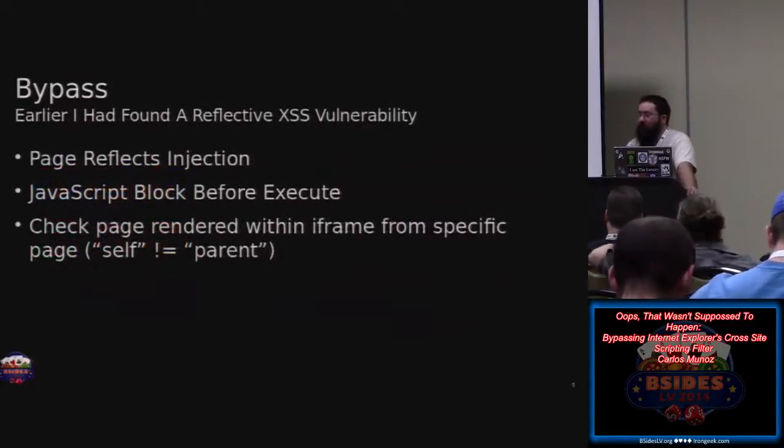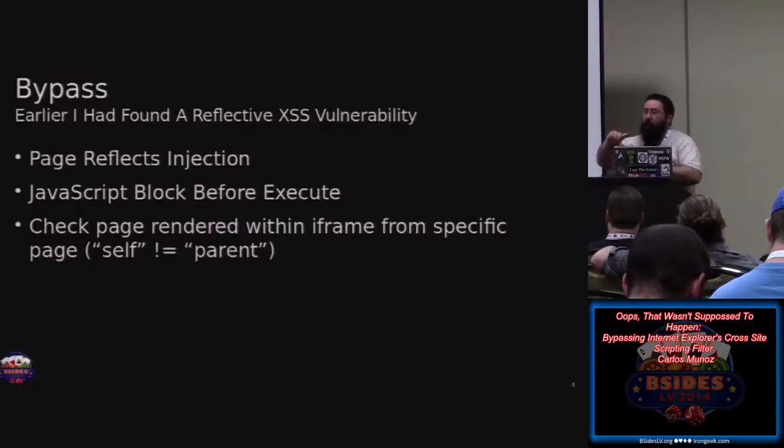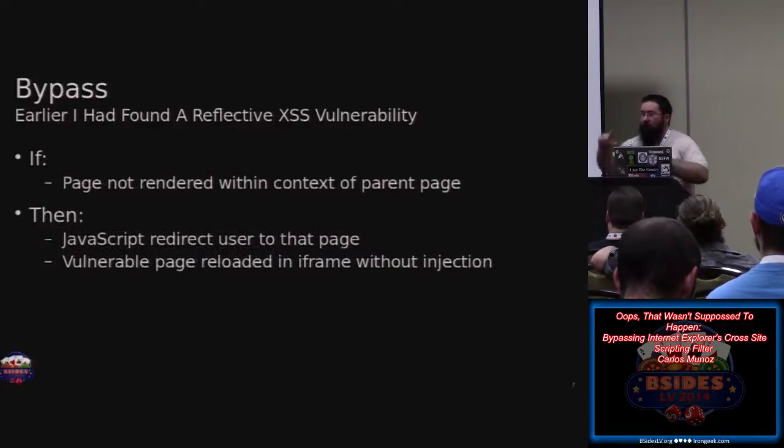Previously, I had found a somewhat interesting cross-site scripting vulnerability. I could get my injection onto the page. However, before that injection would execute, there was a block of JavaScript further up on the page that would check: is this page that has the reflection within the iframe of another page? If the vulnerable page was not within that larger iframe page, it would automatically redirect the user to that outer page with the injection stripped out.